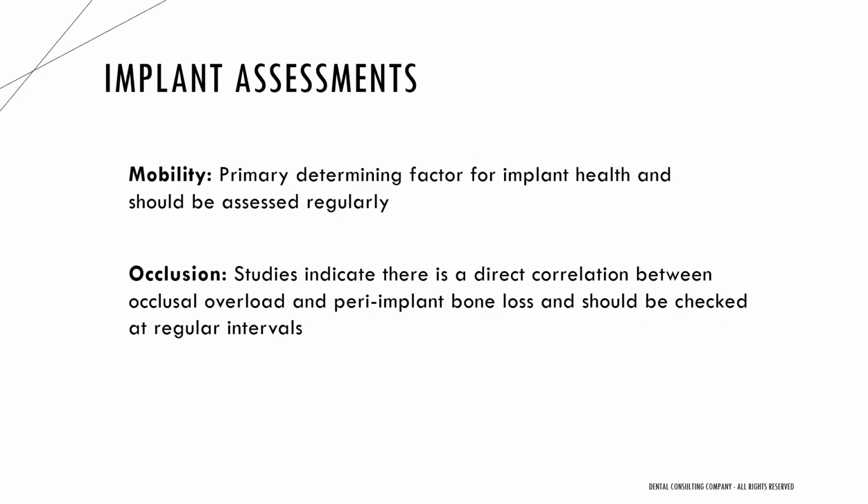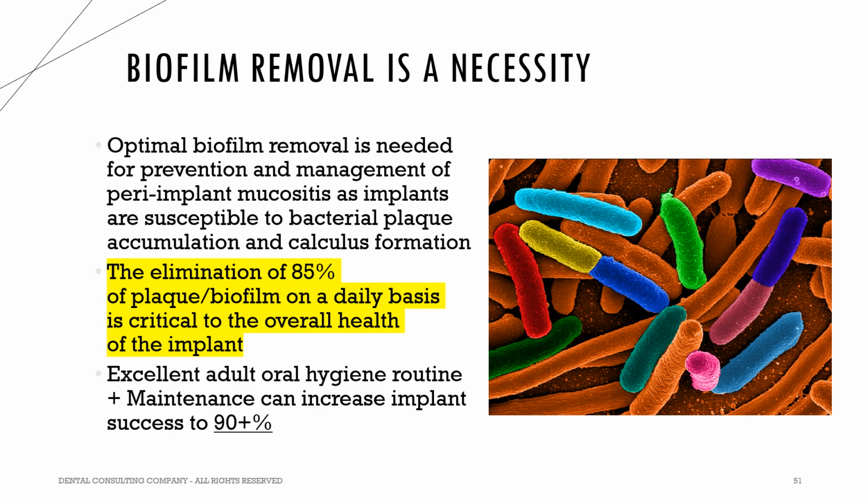Mobility and occlusion are two critical assessments that also need to be made during a recall visit to assess the health of an implant, because there is a direct correlation between occlusal overload and peri-implant bone loss. The elimination of 85% of plaque or biofilm on a daily basis is critical to the overall health of the implant. Excellent adult oral hygiene routine plus maintenance can increase implant success to 90%.